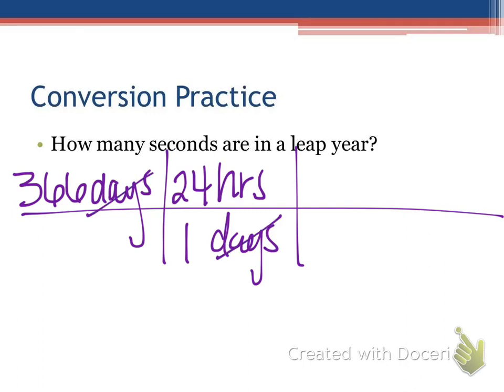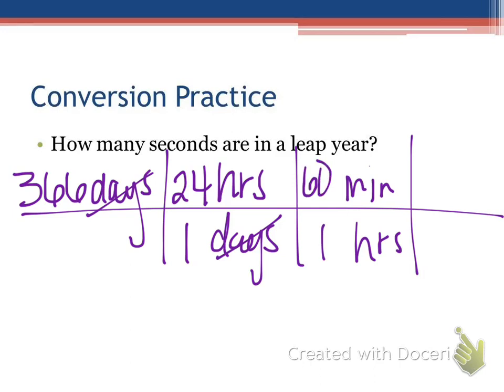The important part with the T-chart is that you don't do any math while you're plugging in numbers here. You're just looking at this column of my T-chart, what is equal to each other. Then the next column, what's equal to each other. Okay, if I want to go from hours to minutes, so 1 hour is equal to 60 minutes, and then minutes to seconds. 1 minute is 60 seconds.